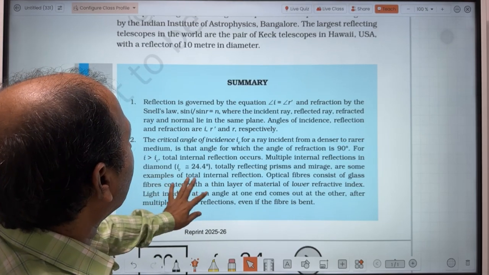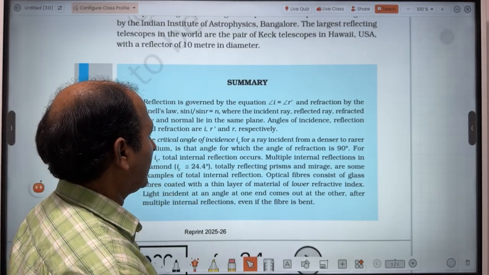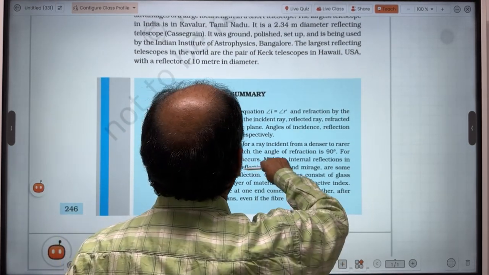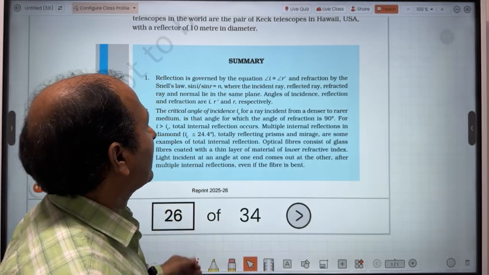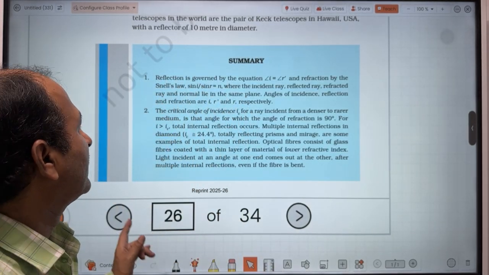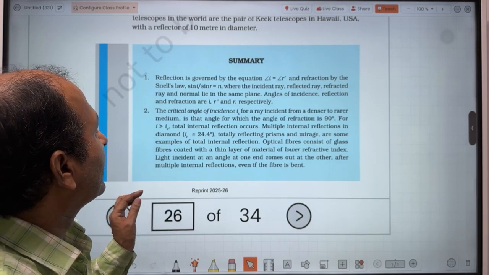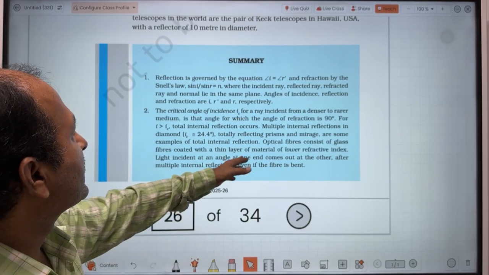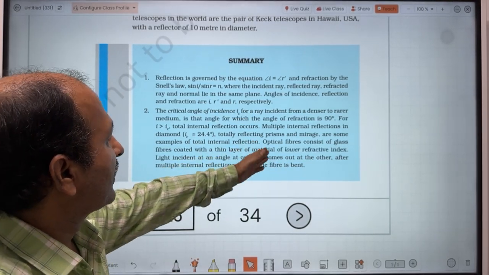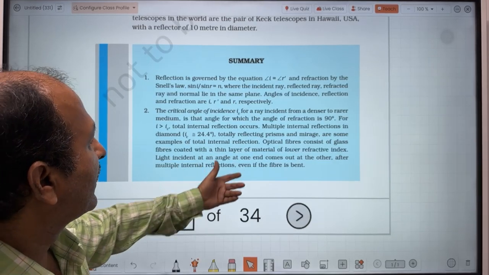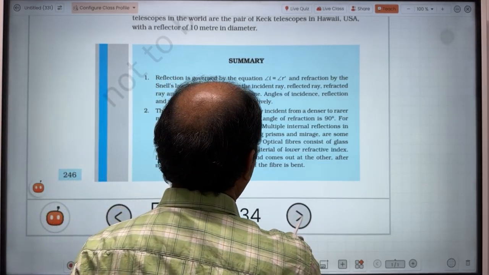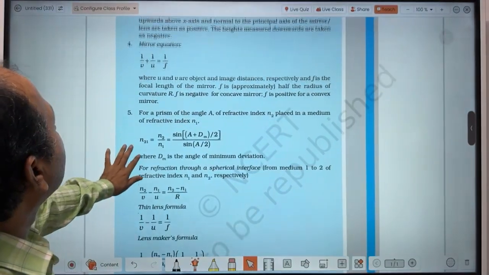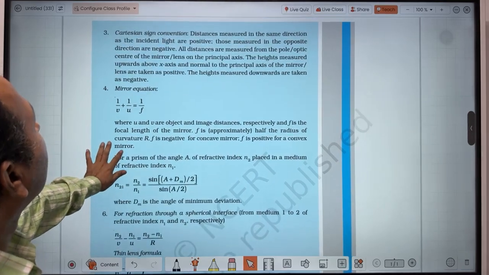And you know the phenomenon of total internal reflection, in which if the angle of incidence is more than the critical angle, the light ray comes back in the same medium. But the necessary condition is that the ray must go from denser to rarer medium, and uses of total internal reflection like optical fibre and other cases are also there. Then we have studied the lens maker's formula, refraction. This is the basic mirror equation, that also you know.